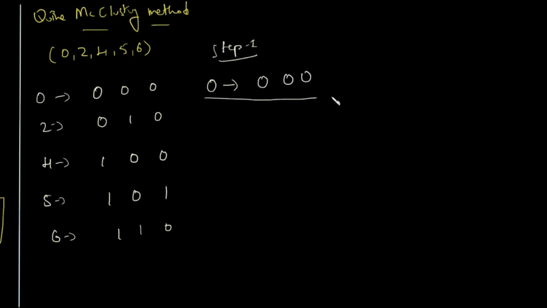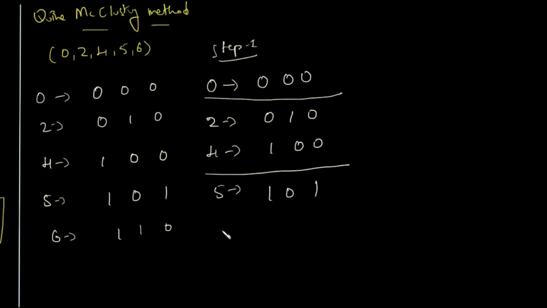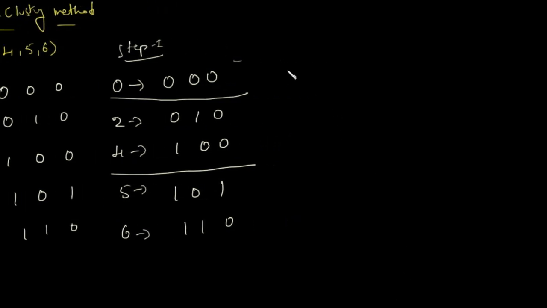It has 3 zeros. So this becomes a group, and please select the digits that have 2 zeros. Number 2 has 2 zeros, 0 1 0, and number 4 has 2 zeros, 1 0 0. And which is the digit that is having only 1 zero? There are two digits that have only 1 zero: 5, 1 0 1, and the next one is 6, 1 1 0. So the first group has 3 zeros, second group has 2 zeros, and the last group has only 1 zero. So let's move on to the next step.